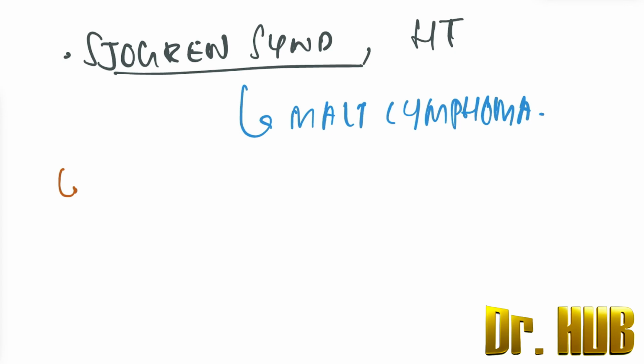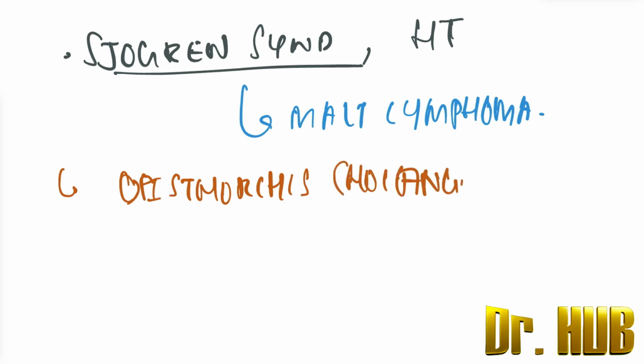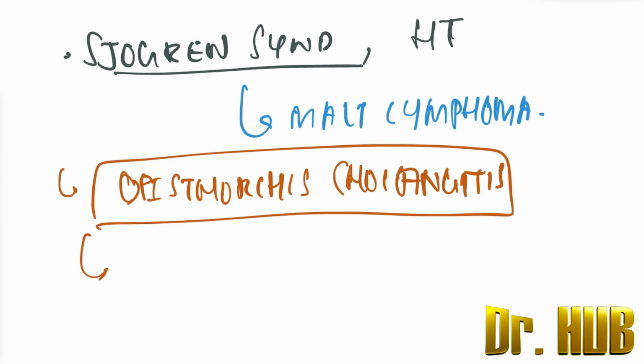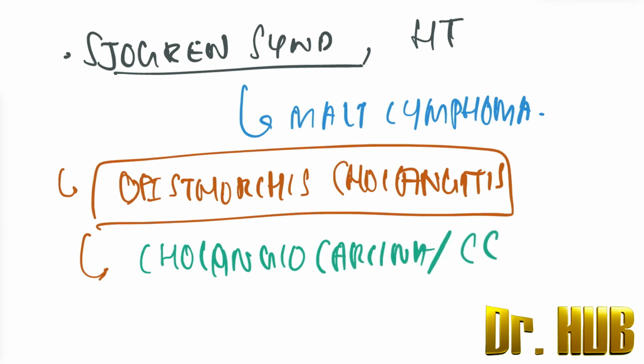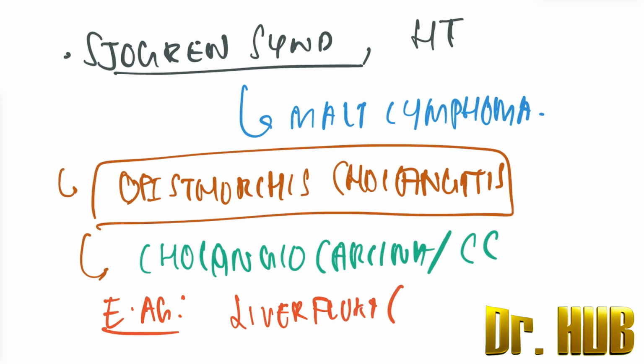And the next is Opisthorchis cholangitis. So here what is the condition involved? The carcinomas involved are cholangiocarcinoma as well as colon carcinoma. And when you're looking at the etiological agent, it is the liver fluke, Opisthorchis viverrini.